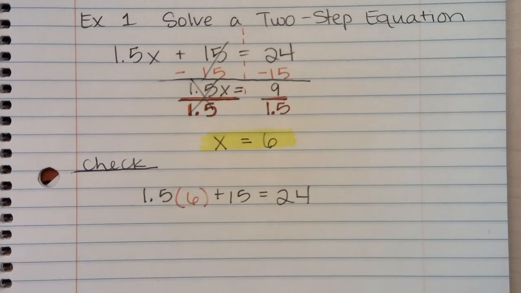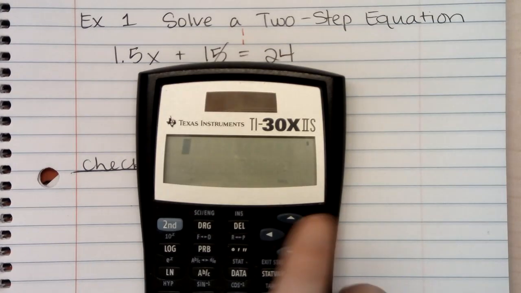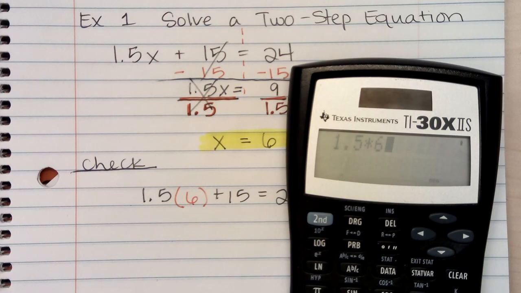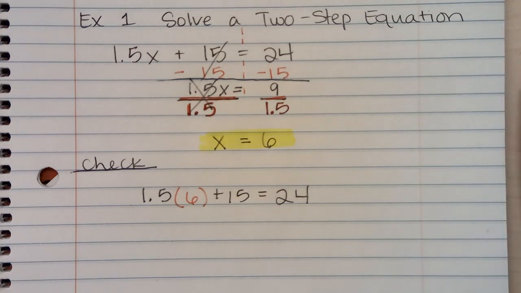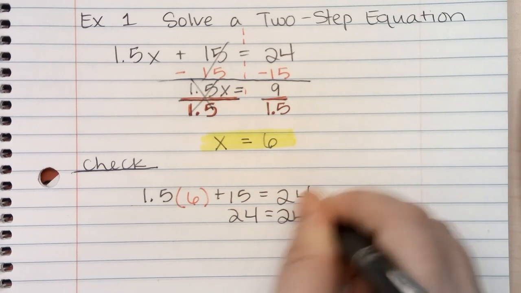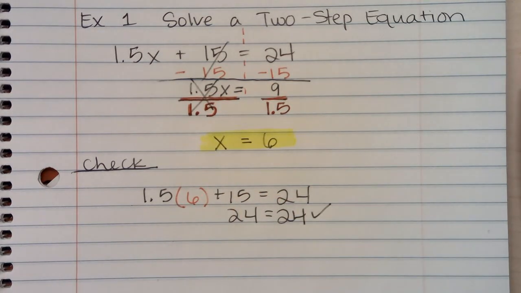So I'm going to use my calculator. And it says 1.5 times 6 plus 15. This type of calculator will do the correct order of PEMDAS for me. And I got 24. Well, 24 equals 24. 24 equals 24. Check. And done.